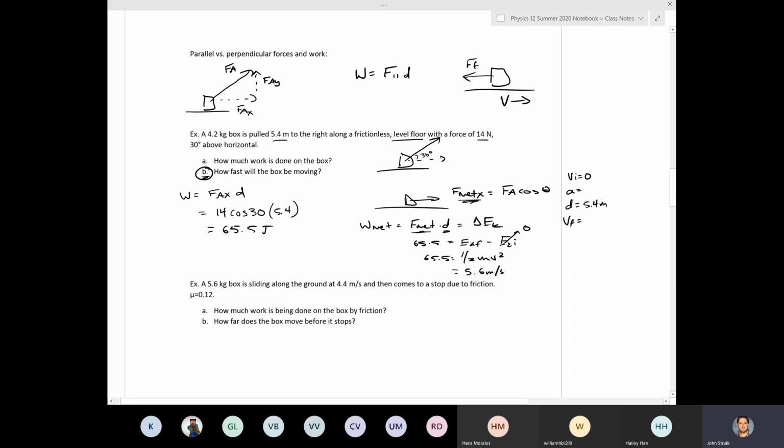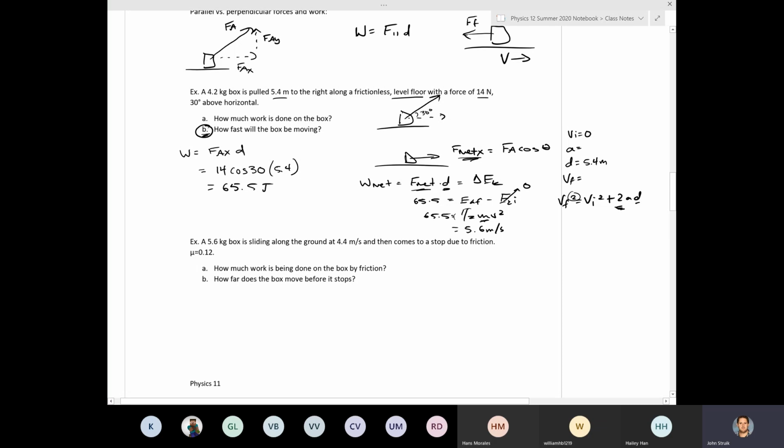65.5 divided by M. Okay. And then times 2, square root. Now, if you remember this equation, VF squared equals VI squared plus 2AD. Notice how there's a 2 here. That's the 2 because I multiplied by 2, and then the square root here where we're square rooting. So it's the same formula. We're just using energy to find it. That's where those kinematic equations come from.